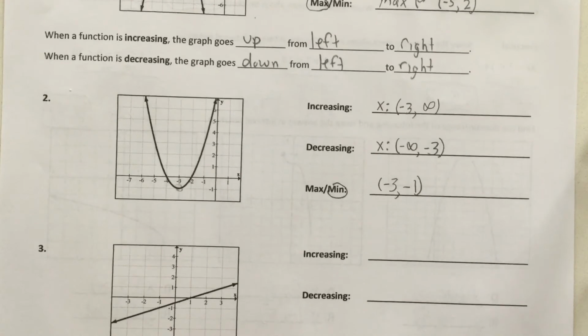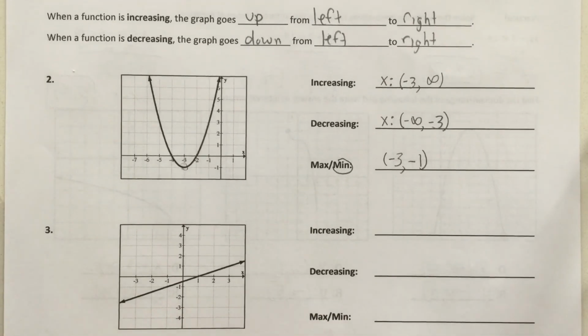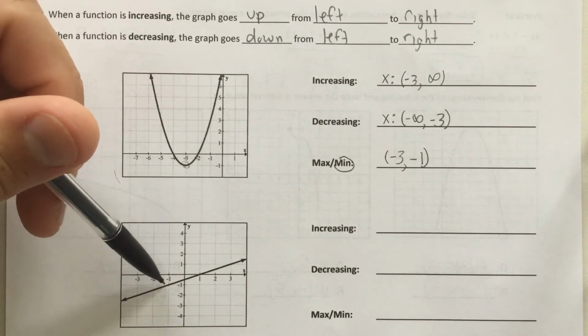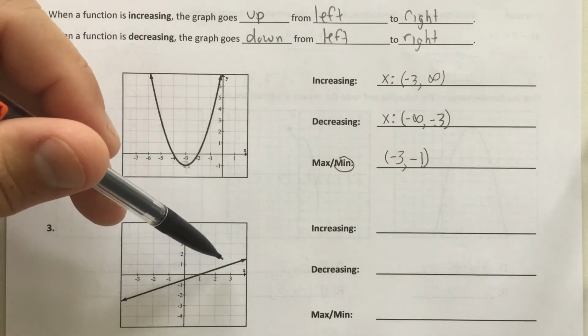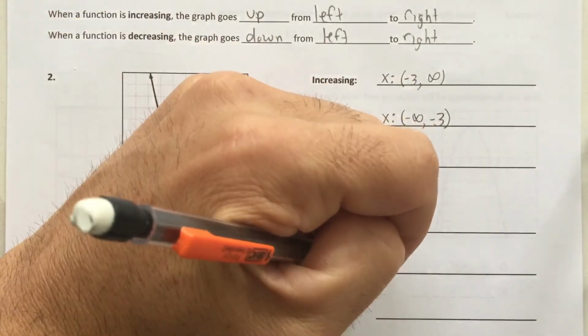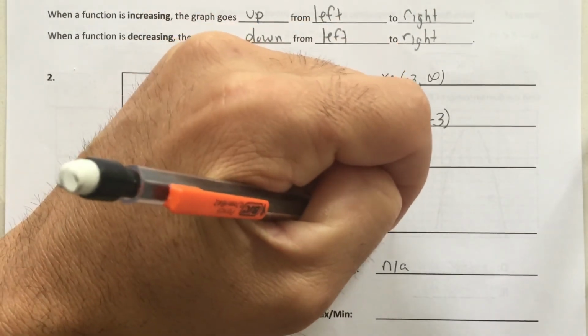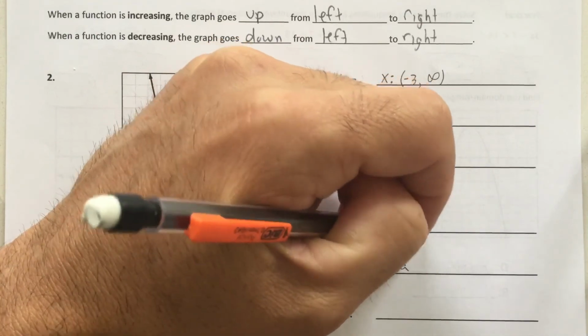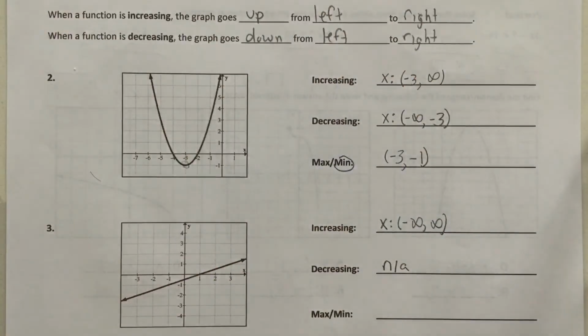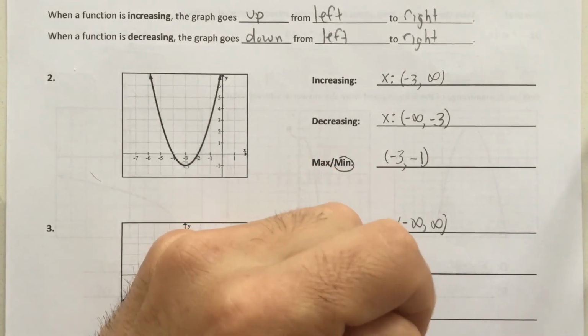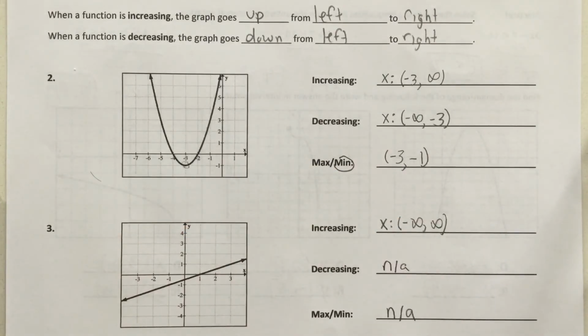If we look at the third one, in this case, I can start to the left, and I'm just walking up a hill forever. So therefore, there is no decreasing, and we are increasing from the x values of -infinity to +infinity. In this case, again, since there's no distinct low point or no distinct high point, we do not have a min nor a max.